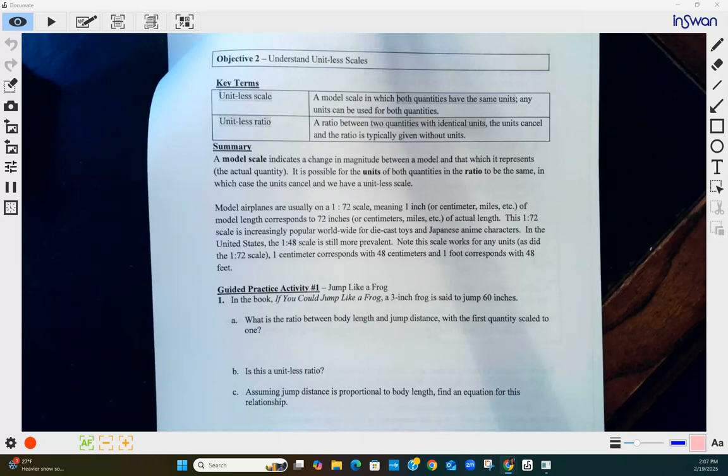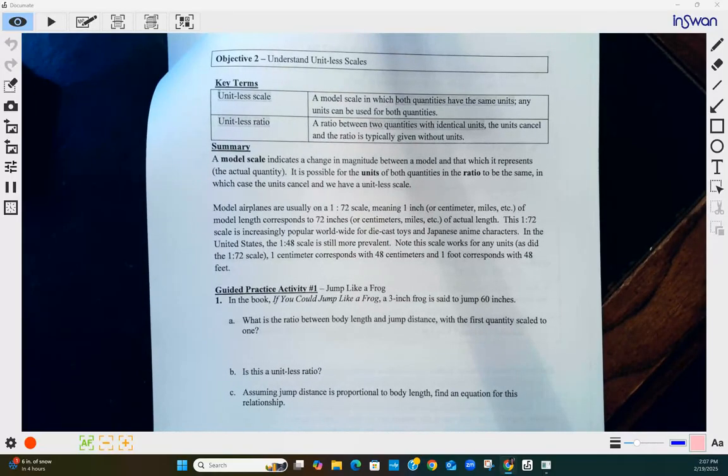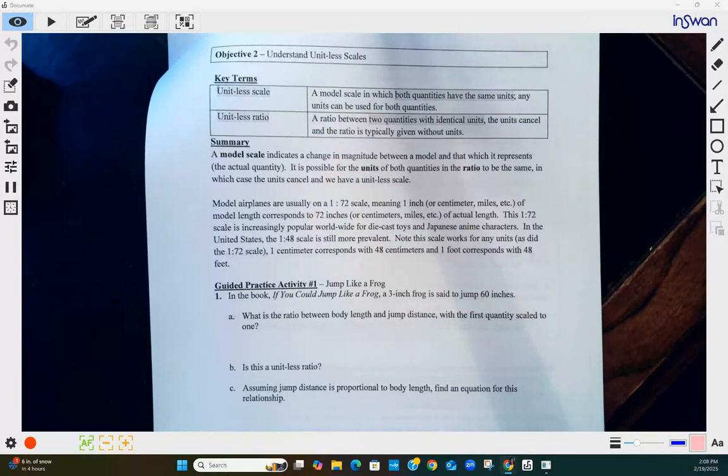So since we are out for snow, I'm just going to make a hopefully quick video to run through the notes that you picked up last class and finish the 3.2 notes from last week. So this is the last page of the 3.2 notes.